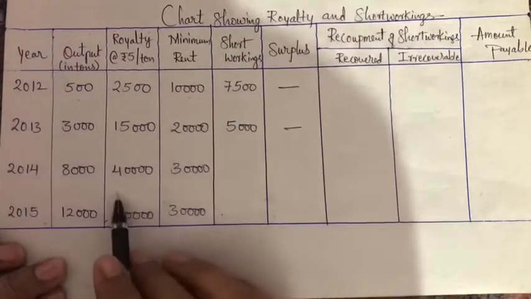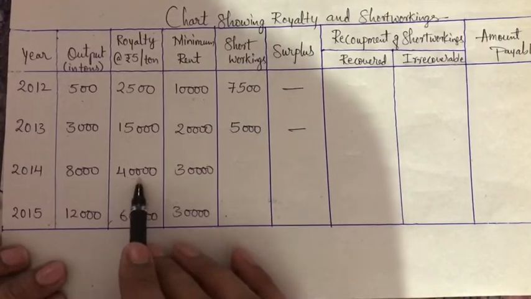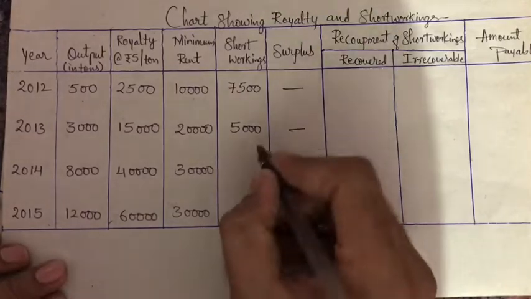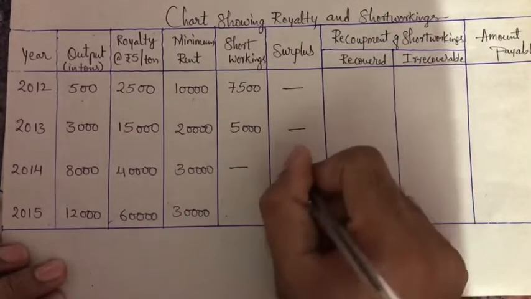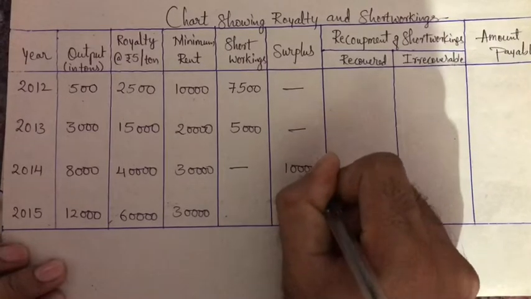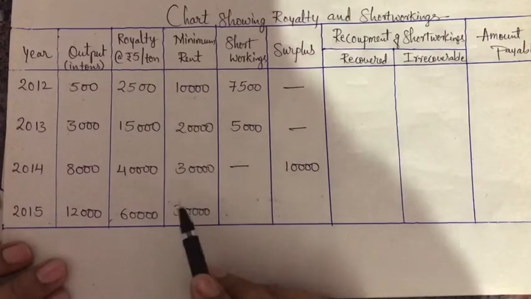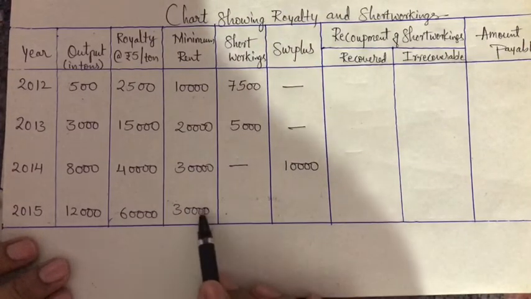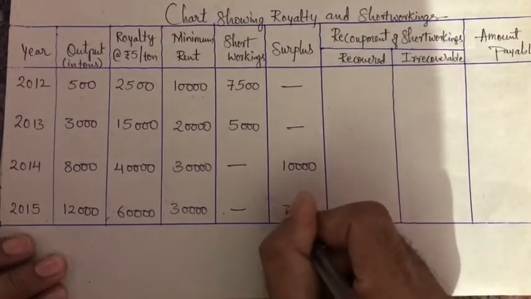And if you check the third year, minimum rent is only 30,000, but the actual royalty is 40,000, which means royalty is more than the minimum rent. So this is what we call surplus. How much more? 10,000 royalty is more. This is what we call surplus. And now if you check the fourth year, the actual royalty is 60,000, but the amount payable for minimum rent is only 30,000, which means we have a surplus of 30,000.